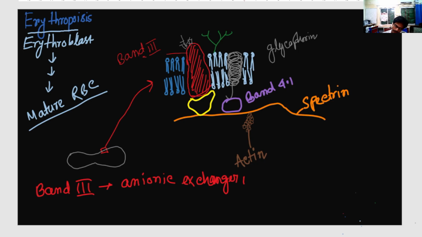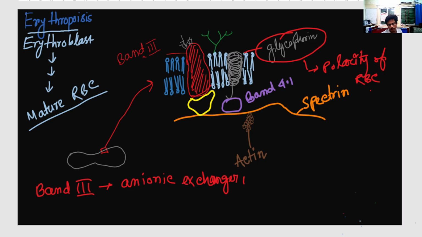Another important protein is glycophorin. You can see that it is the glycophorin protein. This protein maintains the polarity of the RBC. And another protein that is present is the GLUT1 transporter. So you can imagine here, it's GLUT1 transporter.